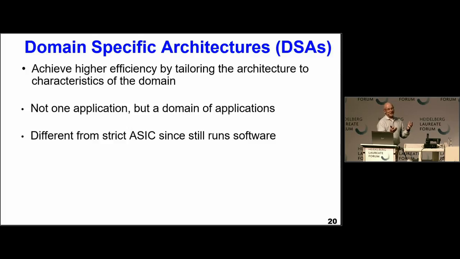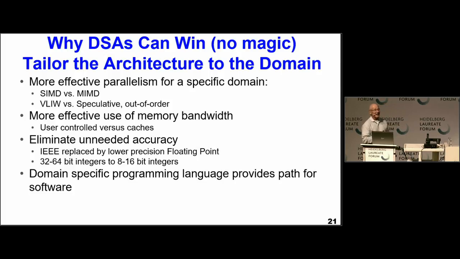Now, domain-specific architectures. You tailor to a somewhat narrow area, and it runs a set of applications. Some people are confused by the phrase application-specific integrated circuit. It doesn't run only one thing. It runs a domain well. There's still software running on it. Why does it run faster? This is the one where I'm going to have a hard time avoiding jargon, so forgive me.